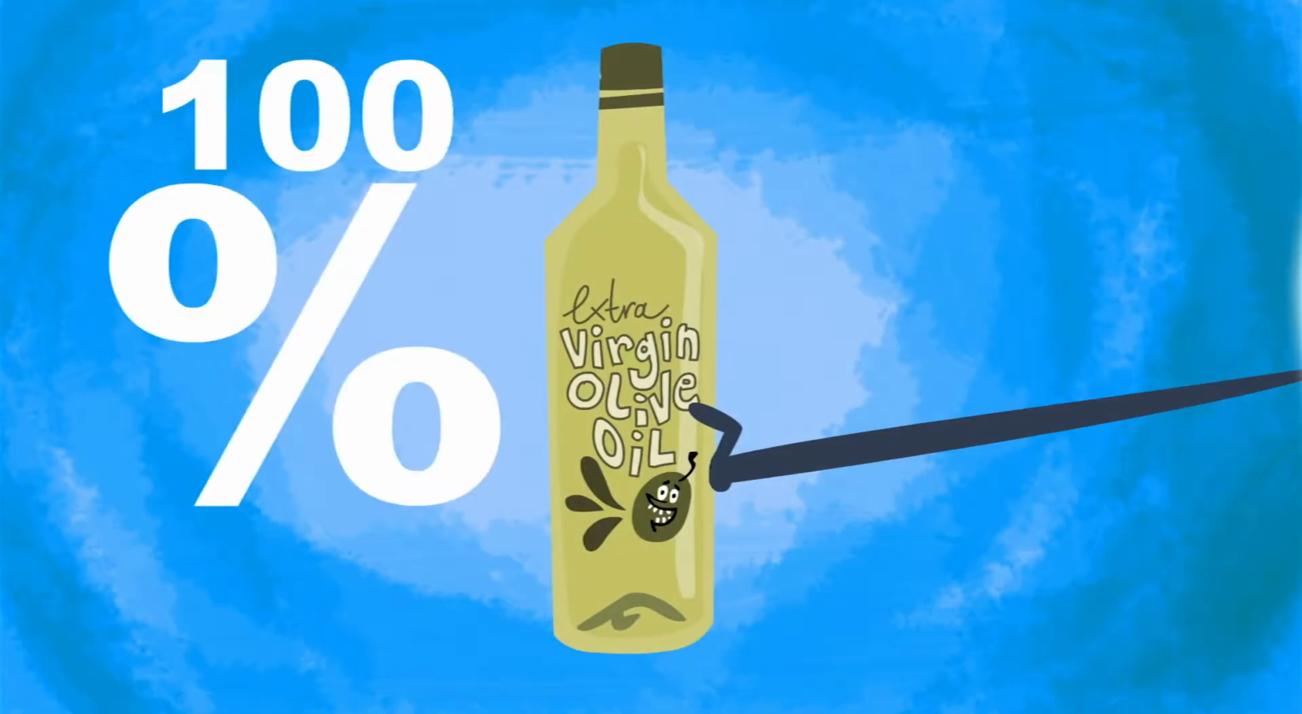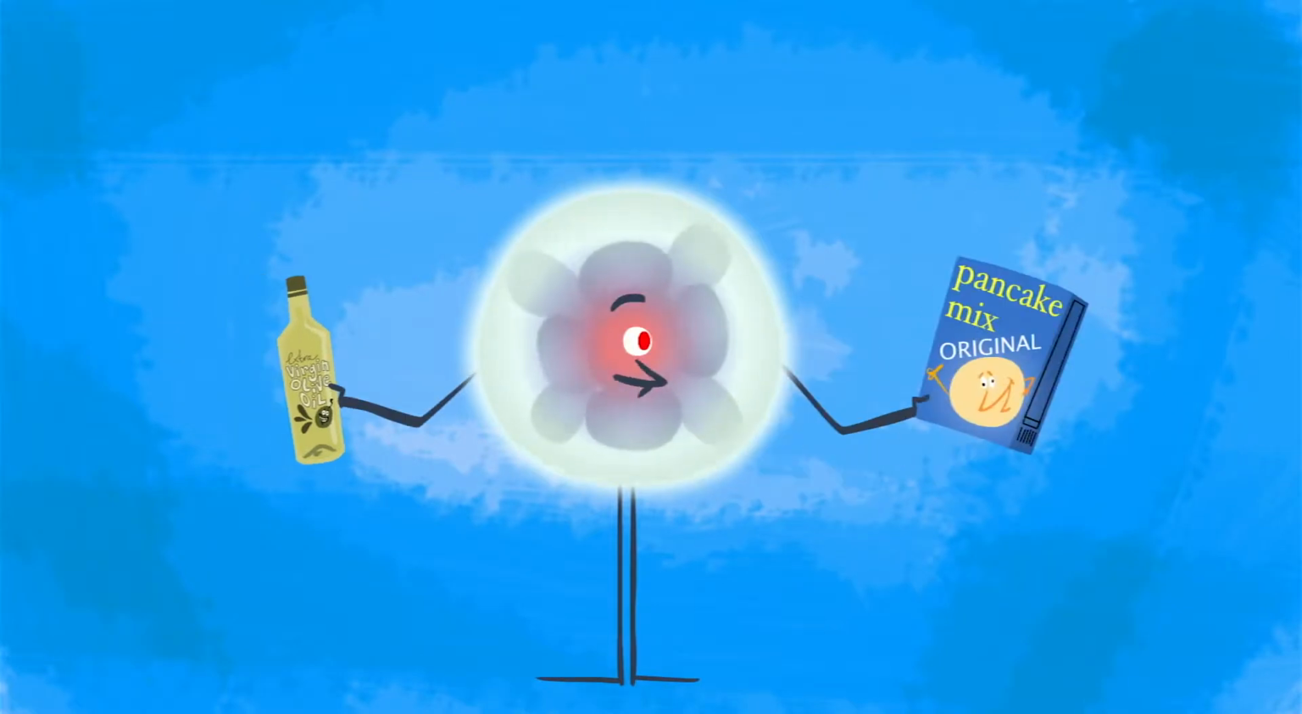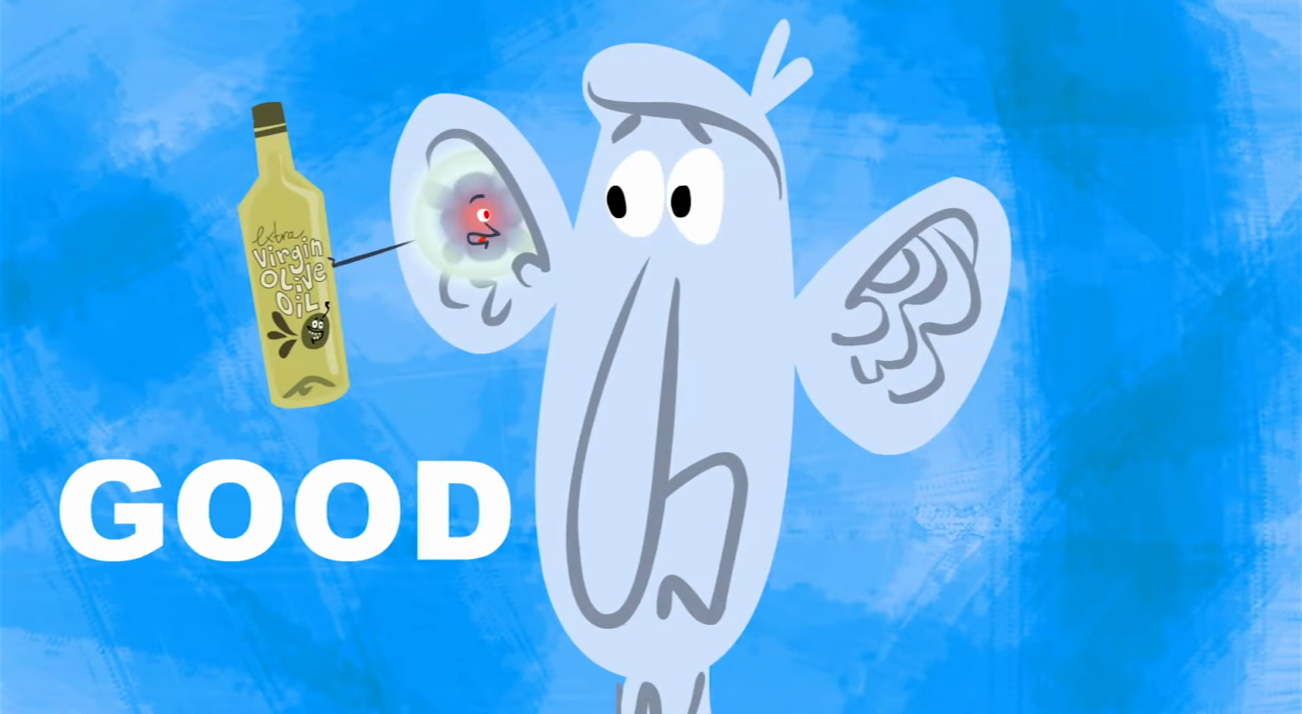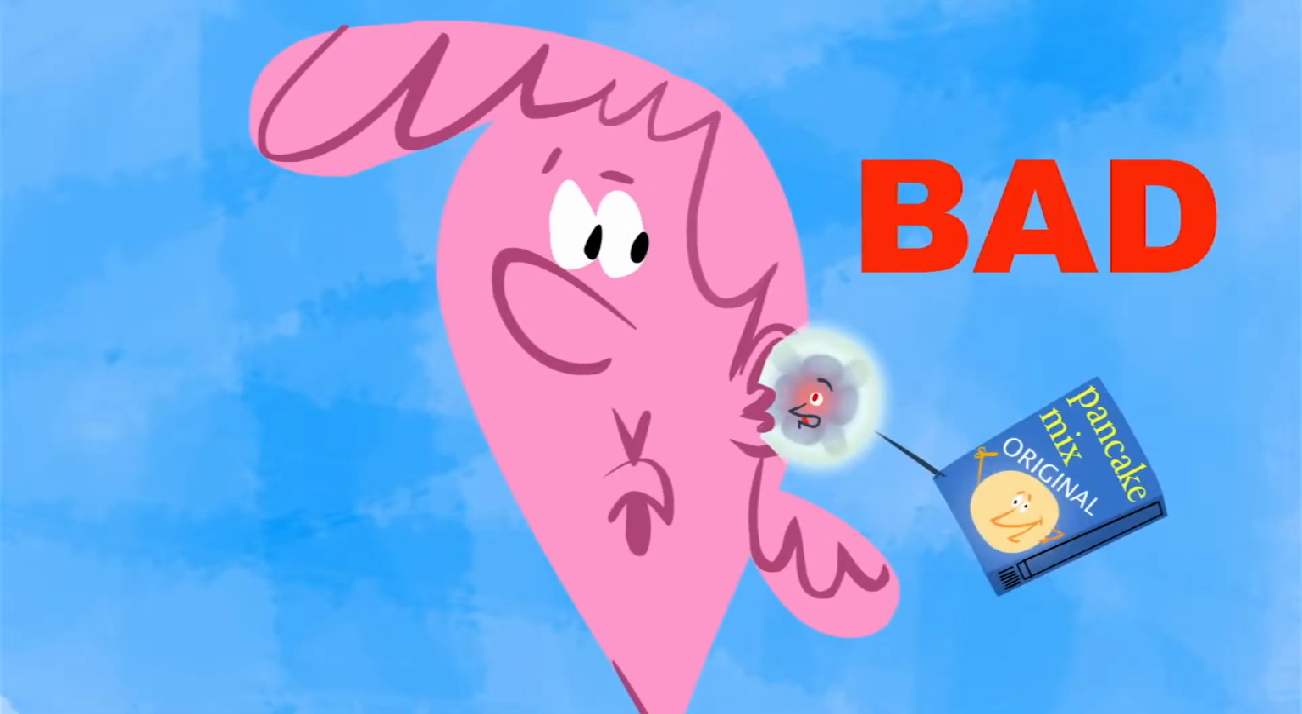Olive oil is 100% fat. There's nothing else in it. Pancake mix, on the other hand, is only about 11% fat. And yet, olive oil is good for you, and pancake mix is not.